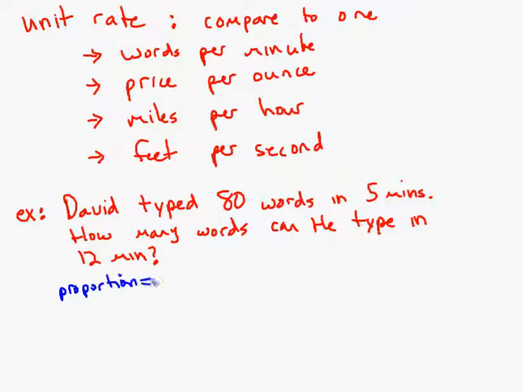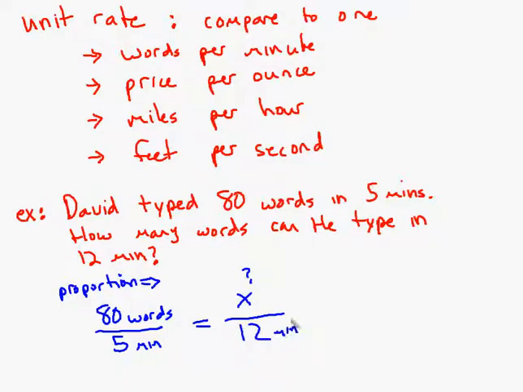So what we're going to say, we're going to assume that he types at the same rate. He doesn't get slower or faster over time. So he does 80 words. And sometimes it's helpful to write the labels so that we stay consistent, in 5 minutes. And we're going to say, well, how many words, because we don't know, does he do in 12 minutes?